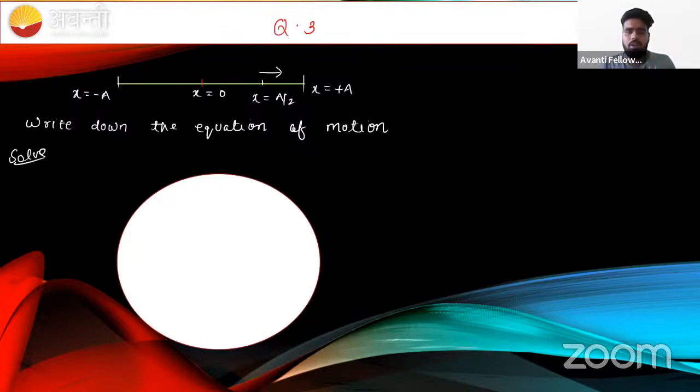So if you can understand the previous concept, can you solve this problem? What is the answer of this problem? Please tell me the answer in the comment box. We have to write down the equation of motion. Come on.